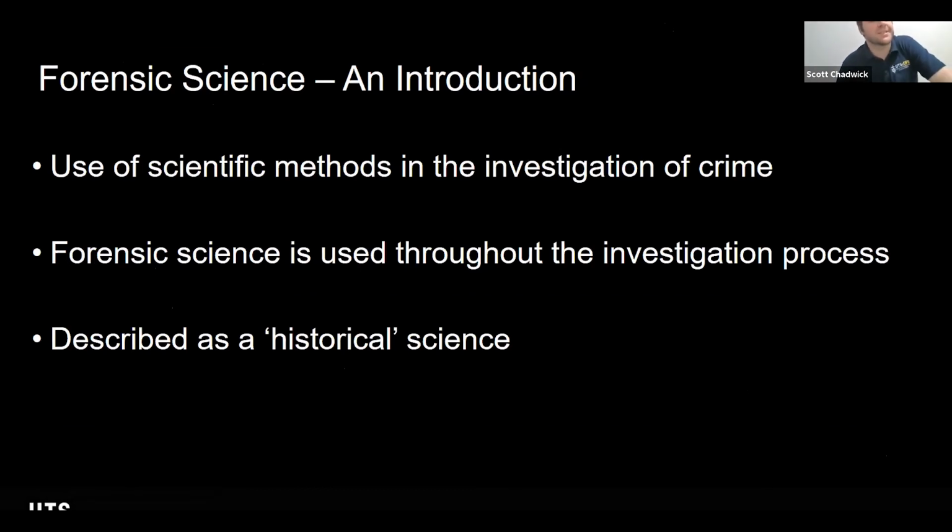Now, we use forensic science throughout the entire investigation process. So starting from when a crime is reported, we will have forensic scientists attend the crime scene. Their goal is to try and collect as much evidence as they feel is going to be helpful for the investigators to try and make a link between the victim and the offender, or trying to understand what has happened during that crime. Once that evidence has been collected, it will then get sent to the laboratory to be analysed by another forensic scientist.